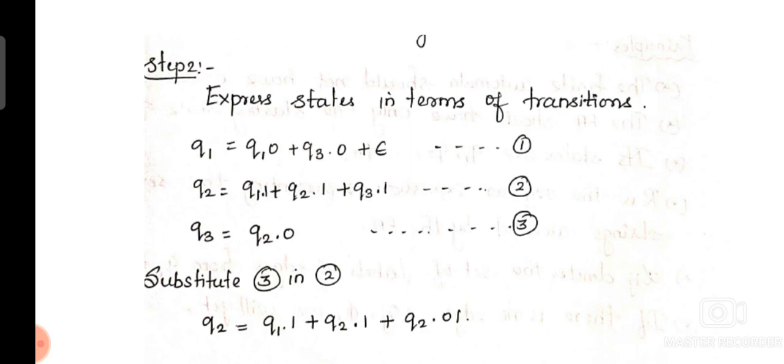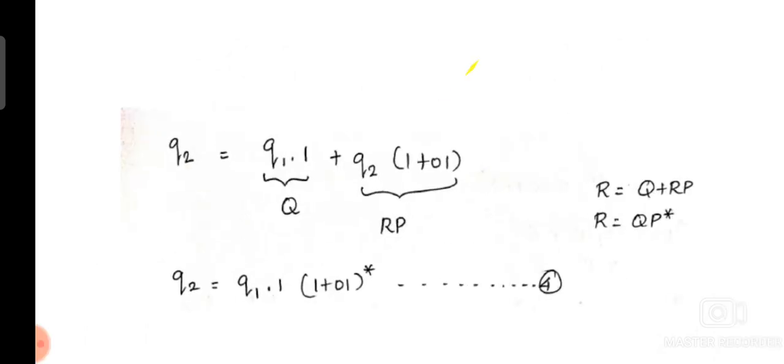That's all. So we are doing the necessary substitutions, that is we are substituting 3 in 2, where 3 gives the value for Q3. We apply the value of Q3 in equation number 2. We will get some expression on the right hand side, and whenever we get some expression, we try to consider it in the Q plus RP manner. So Q plus RP can be written in the form QP star.